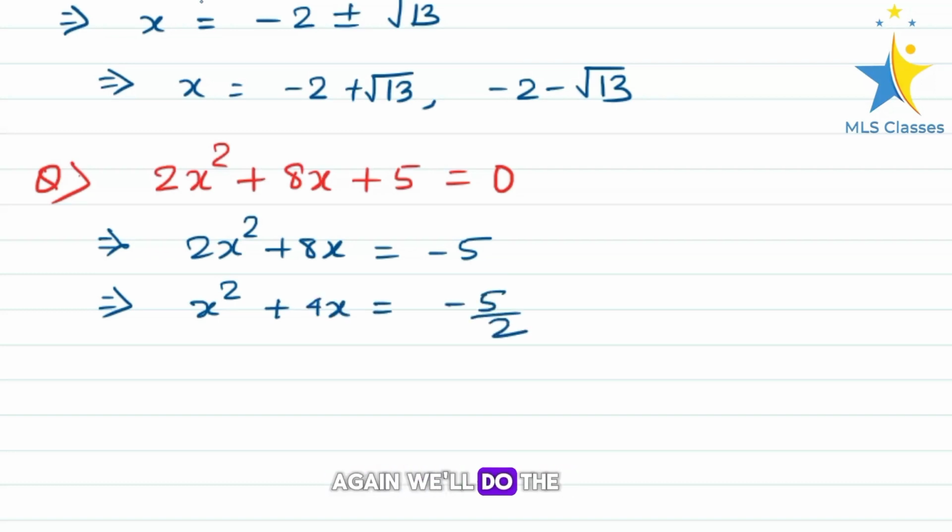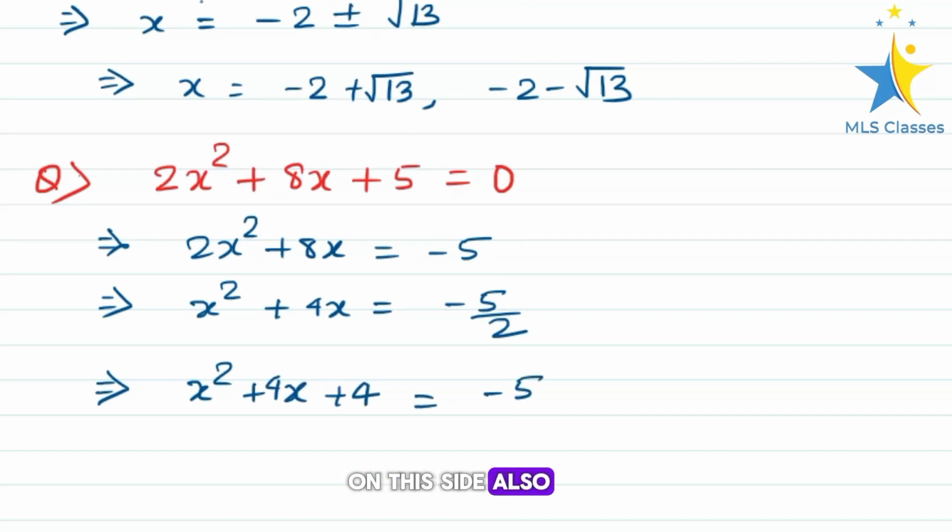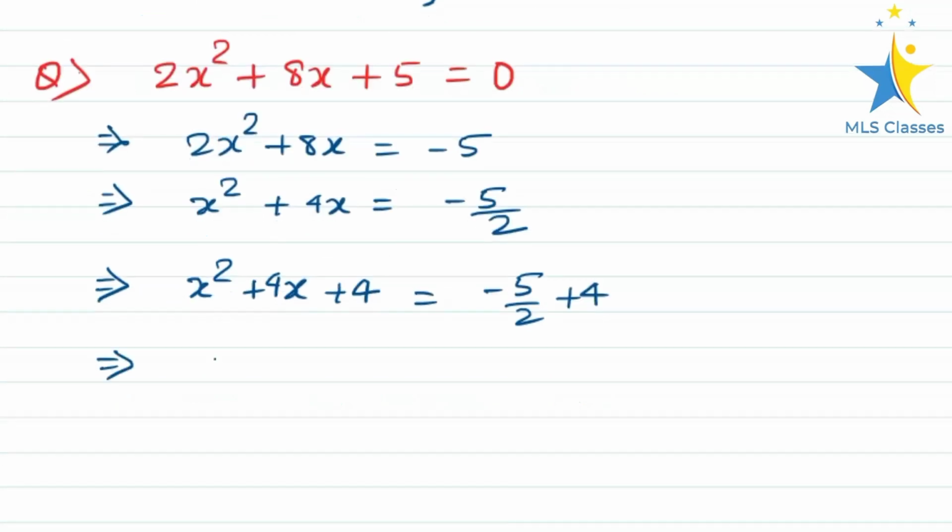Again we will do the same thing. We have to either add or subtract on the left side only, or we can add on both sides. So x square plus 4x plus 4, and we will add on this side also, so minus 5 over 2 plus 4. What we will be getting, this can be written as x plus 2 whole square equal to, here we will be getting negative 5 over 2.